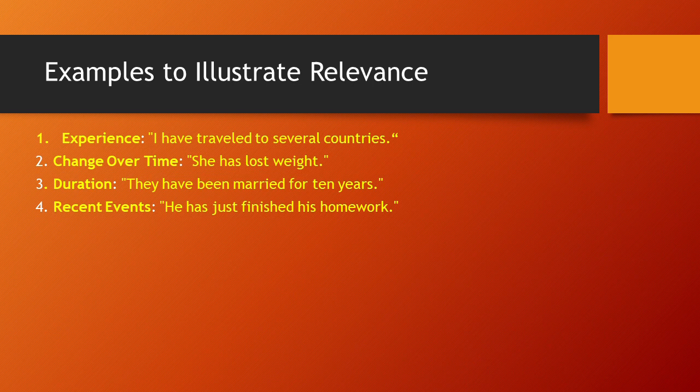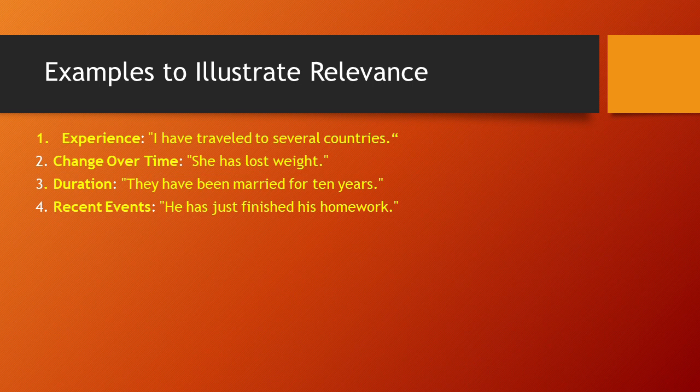Number 2. Change over time. She has lost weight. In this example, the focus is on a change in the past, losing weight, that is relevant to the person's current condition. Number 3. Duration. They have been married for 10 years. The duration of their marriage is seen as an ongoing fact in the present.